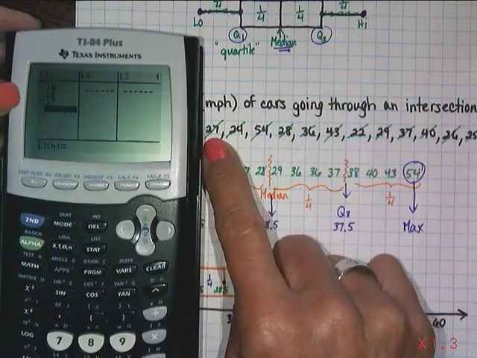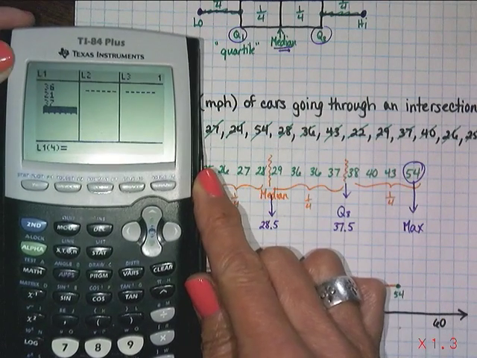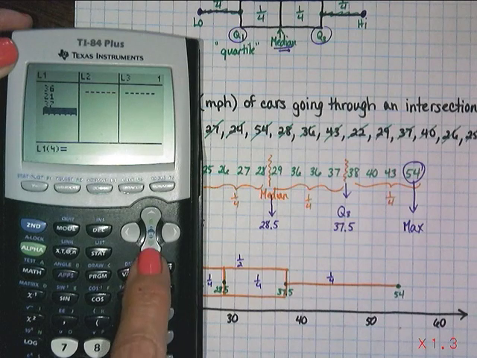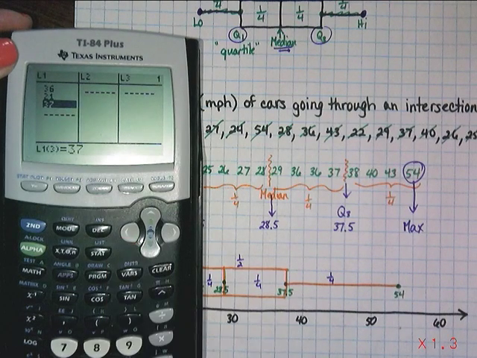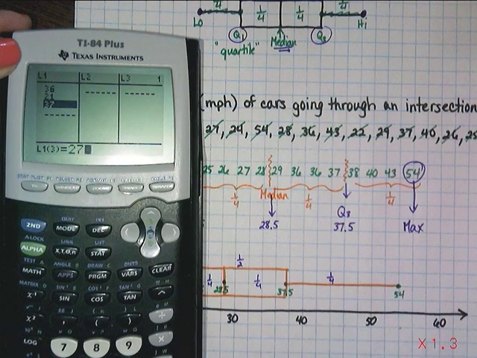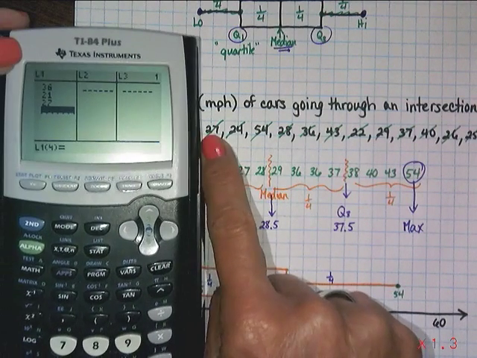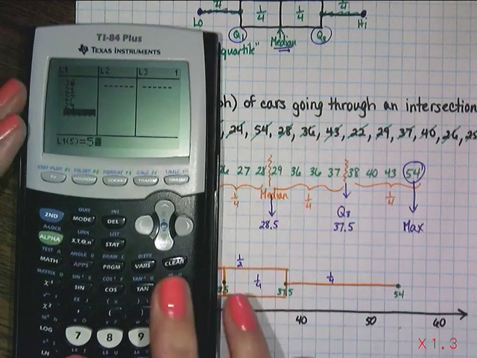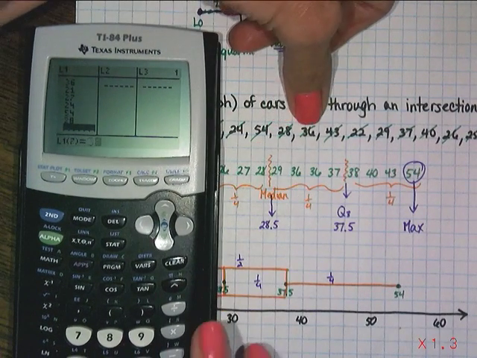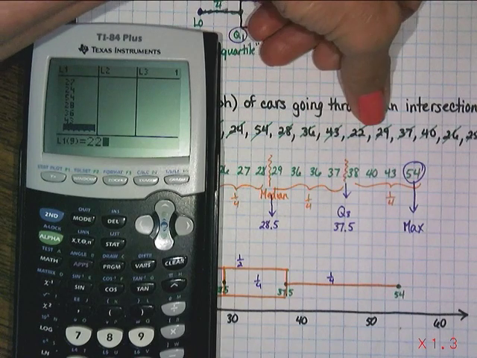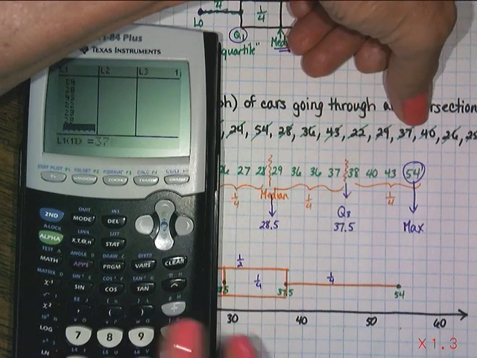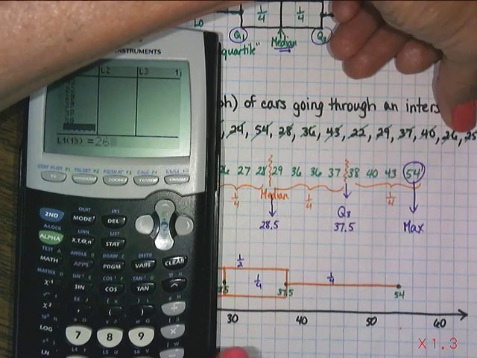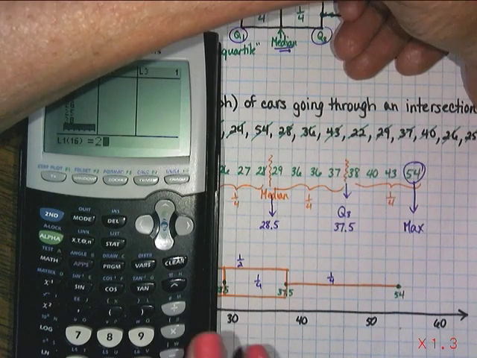Actually, I could say I did that on purpose so you could see how you fix something that you messed up. Take your arrow keys, go up. You can either write right on top of it, like type over it, 27, which is what I usually do if I catch my error right away. Or you can press the delete key. All right, 36, 21, 27, 24, 24, 54, 28, 36, 43, 22, 29, 37, 40, 26, 25, 38, 23.